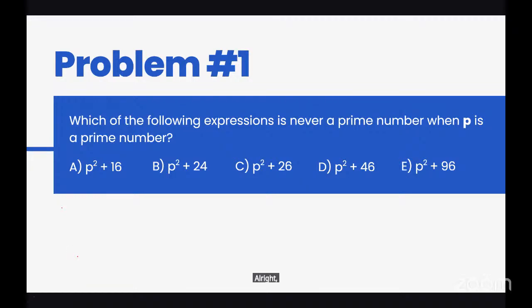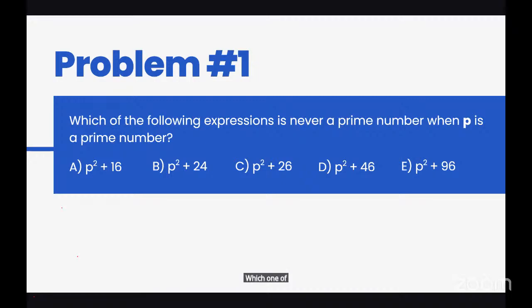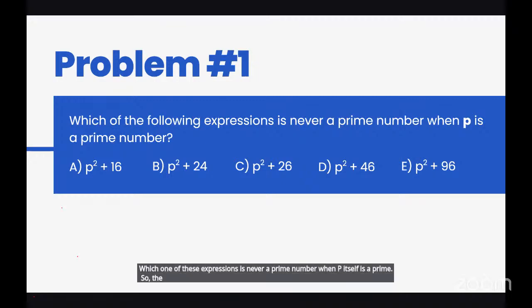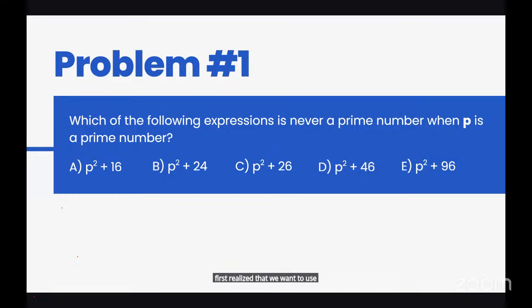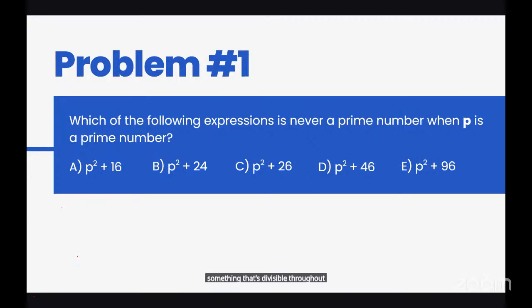All right, so I hope that was enough time to at least get a start on that problem. So again here, which of the following expressions is never a prime number when p is a prime number? So here we know that we're looking for which one of these expressions is never a prime number when p itself is a prime. So the trick here is to first realize that we want to use modulus 3 as our filter, right? Because that's something that's divisible throughout all five of these answer choices.